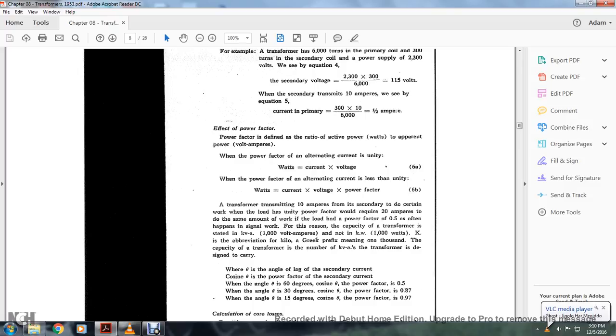Note that a kilowatt is 1,000 watts. Kilo is an abbreviation from the Greek meaning 1,000. The capacity of the transformer is the number of kilovolt-amperes.